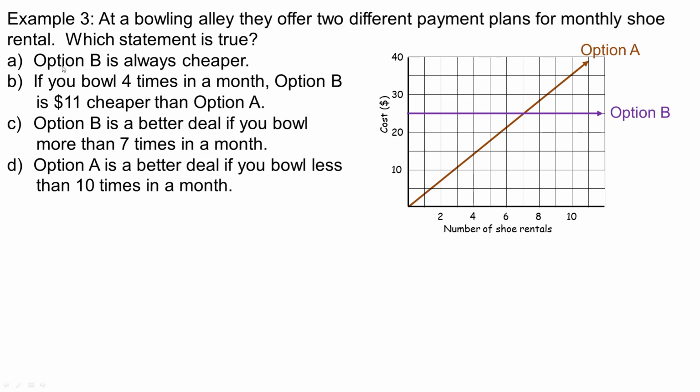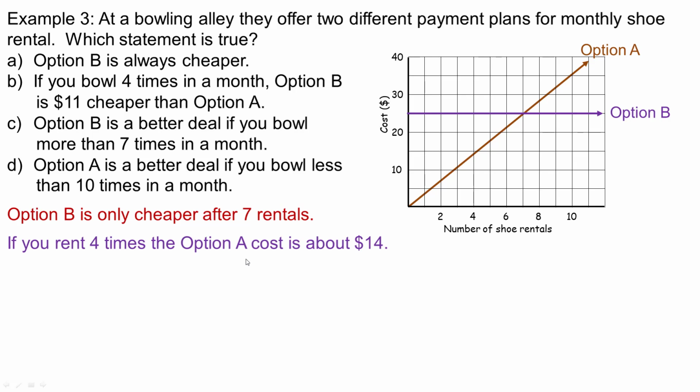So A says option B is always cheaper. Well, option B isn't always cheaper. Option A is cheaper here. See, option B is a fixed $25 forever. It doesn't matter if you miss the whole month, or if you rent them like 30 times, it's $25 no matter what. So option B is only cheaper after 7 rentals. Here, see, option A is higher in this region of the graph here. So A is not correct.